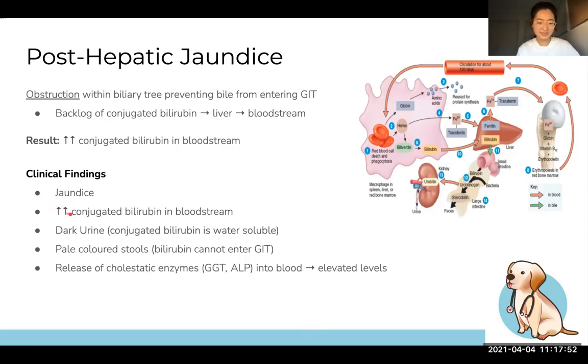So clinical findings: increased unconjugated bilirubin, dark urine, pale colored stools. This is very buzzwordy, whether it's to do with an OSCE, questions you have to ask in clinicals, or if it's in an exam. Make sure you do know this. Pale colored stools and dark urine is post-hepatic jaundice as a result of obstruction within the biliary tree.